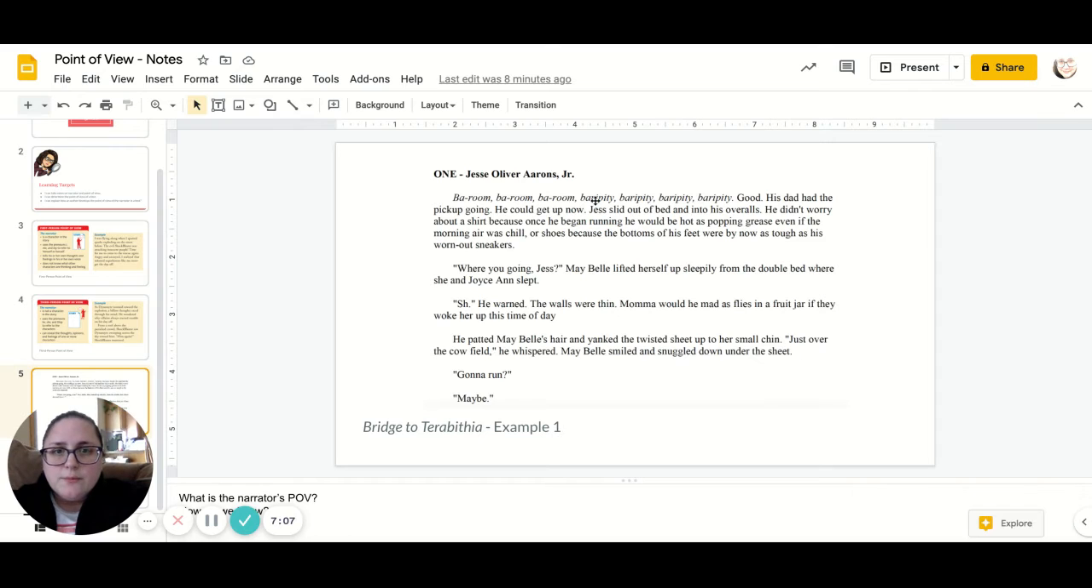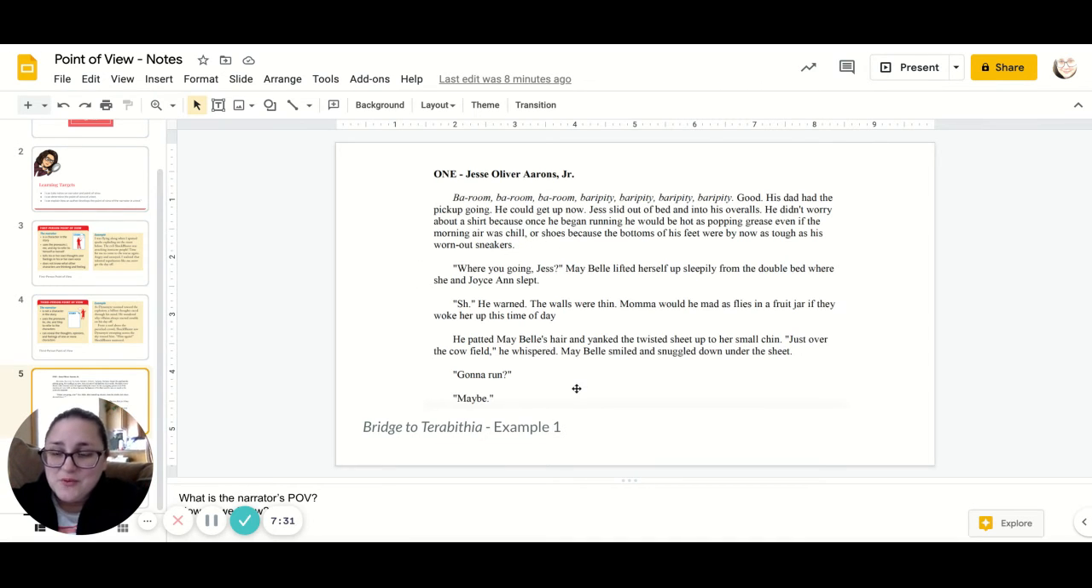Badaroom, badaroom, badaroom, butteribitty, butteribitty. Good. His dad had the pickup going again. He could get up now, just slid out of bed and into his overalls. He didn't worry about a shirt because once he began running, he would be as hot as popping grease, even if the morning air was chill. Or shoes, because the bottoms of his feet were by now as tough as his worn out sneakers.